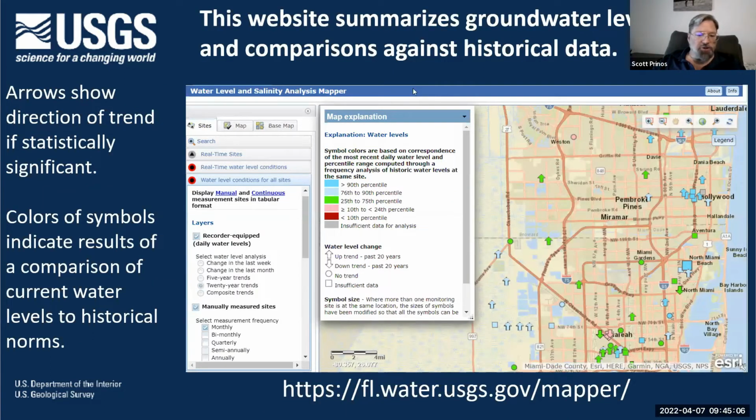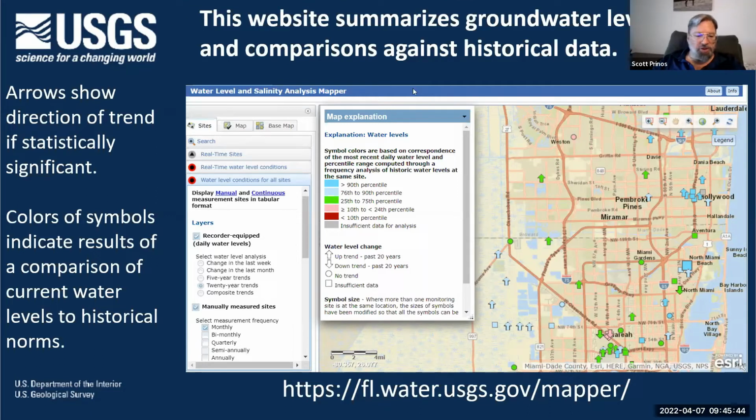This slide shows another part of the interactive map, which now shows trends in the groundwater levels monitored by the USGS during the last 25 years. Upward pointing arrows indicate that the water levels have increased during the last 25 years. Downward pointing arrows indicate that the water levels have decreased during this period. Circles and squares indicate that there was no statistically significant trend or that there was not enough data for analysis yet. These symbols are color-coded based on how the current water level compares to historic norms.